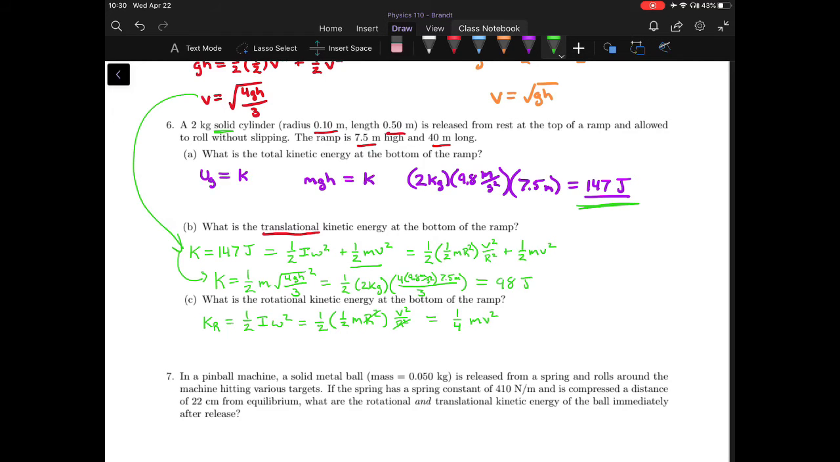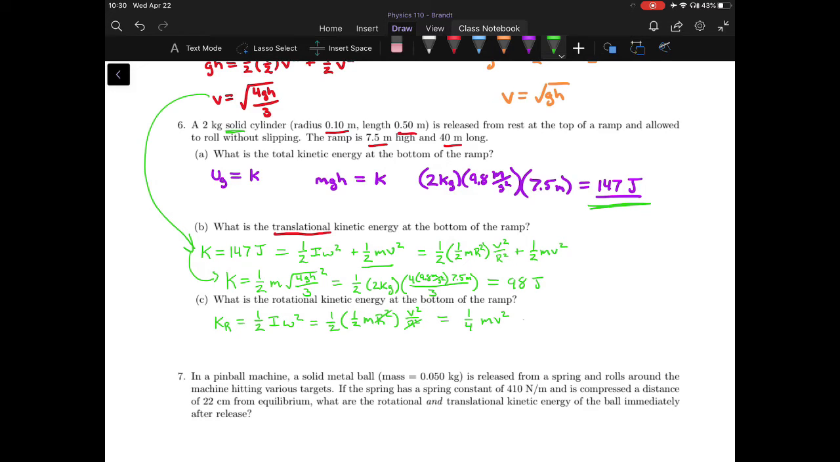mv squared. So if we plug our numbers in for this, we get 1/4 times 2 kilograms, and our velocity there, if we solved all that out earlier, 9.9 meters per second, and that's the same velocity here. It's just going to get plugged in. We plug those numbers in, and then that gets squared. So when it's all said and done, we get something that's 49 joules.